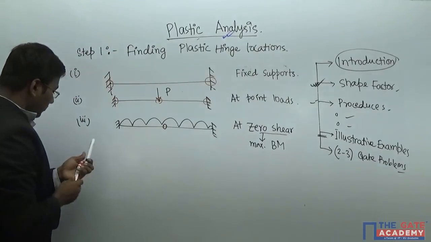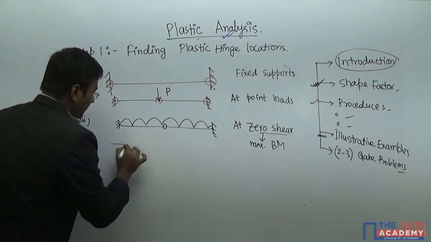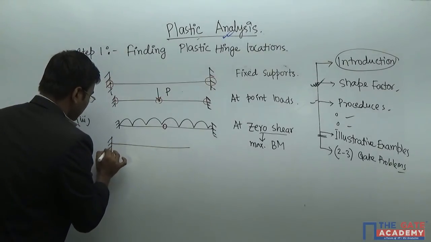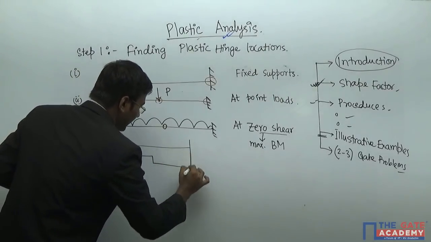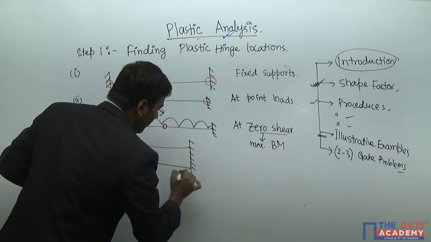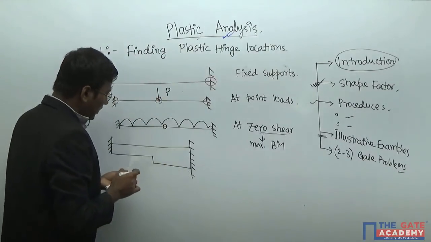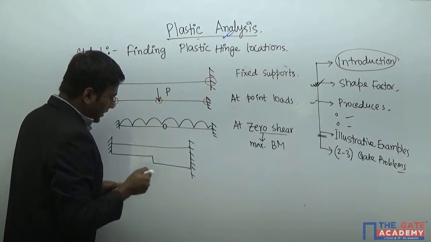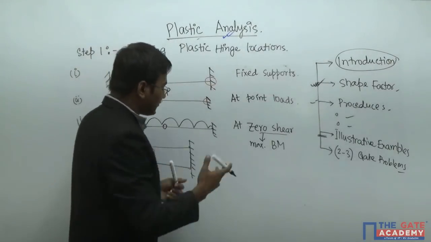Right? Now take case 4. Suppose there is a sudden change in the geometry, like this. So a plastic hinge will occur here where the geometry changes.